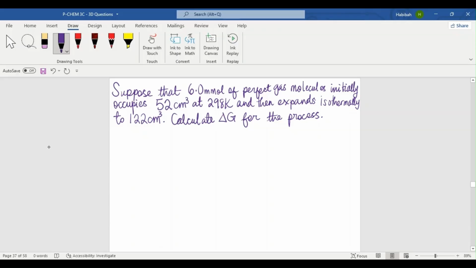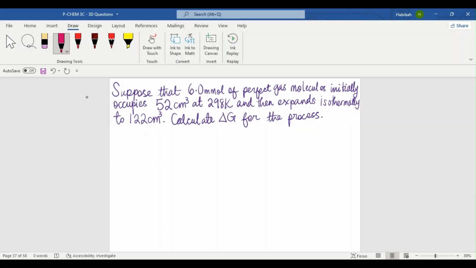Salam and welcome everyone. So today we're going to be working on the question on the screen that says, suppose that 6.0 millimole of perfect gas molecules initially occupied 52 centimeter cubed at 298 kelvins and then expands isothermally to 122 centimeter cubed. Calculate the change in G for this process.